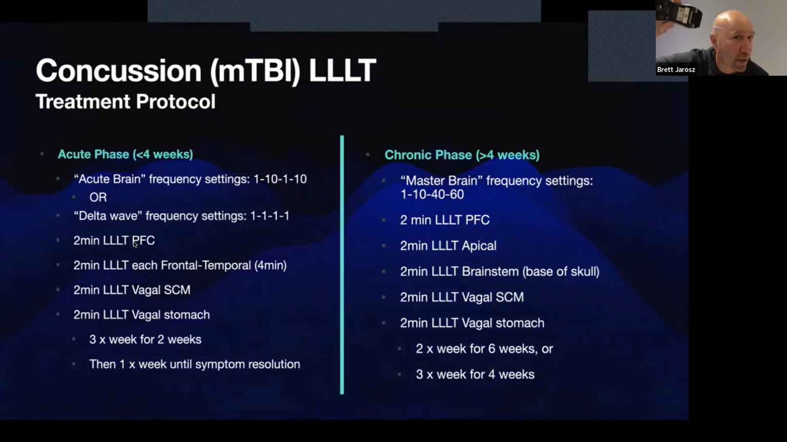I don't know if you guys can see that. I've got the violet only on in that case. So frontotemporal, 2 minutes each side. That's your 4 minutes total. Then you've got your 2 minutes vagus to the SCM.